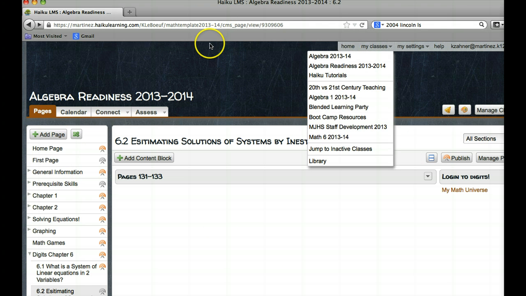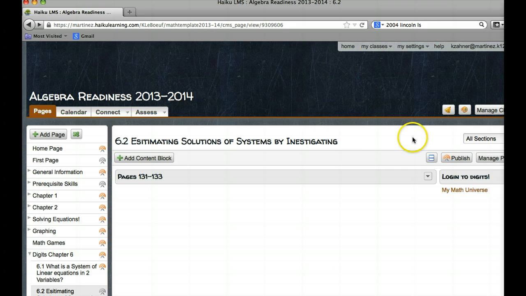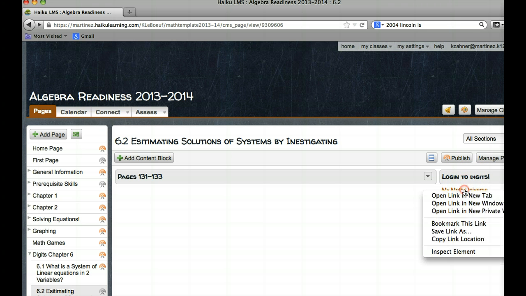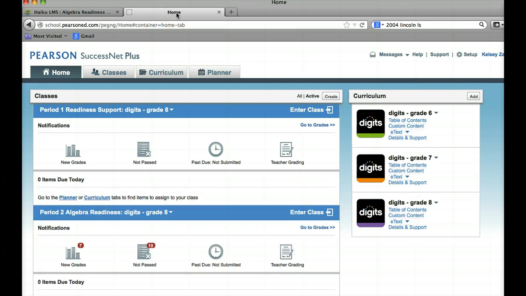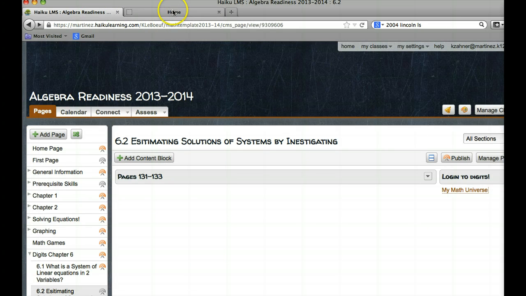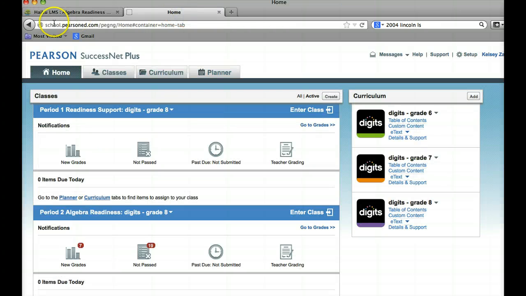We're always going to start by logging into Gmail, then Haiku, and then access through Haiku. Over here you'll see on all the pages "log into Digits." What I want you to do is right click this and say open link in a new tab, and up here you'll see it pop up. This new tab is going to take you to the place where you need to log in, and I want you to do that right now.